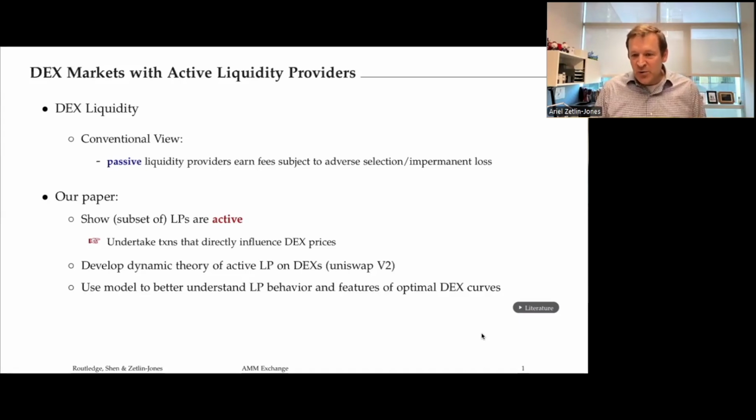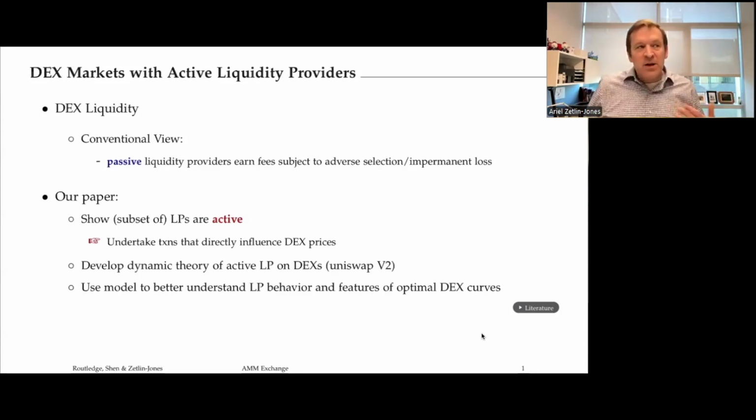I'm going to try to show you that actually a fair number of liquidity providers, people who supply liquidity to automated markets, are quite active. What I mean by that is they will take actions that directly influence DEX prices. Now, from the perspective of, say, Uniswap v3, this isn't surprising. Uniswap has been changing the markets they designed to give liquidity providers more control over the prices at which they trade. But I'm going to show you that even in the context of v2, liquidity providers actively undertake transactions that influence prices that are prevalent on the DEXs. So even in this constrained space, they are quite active.